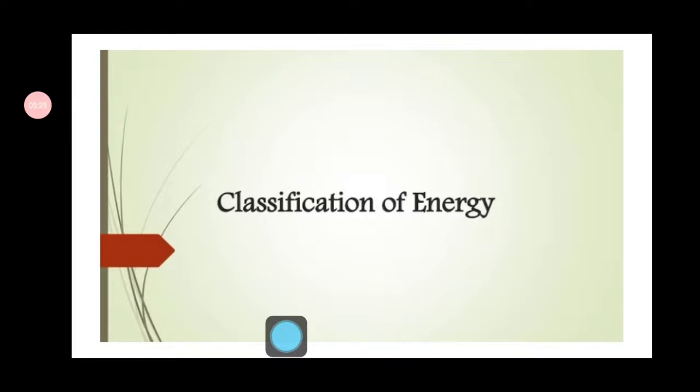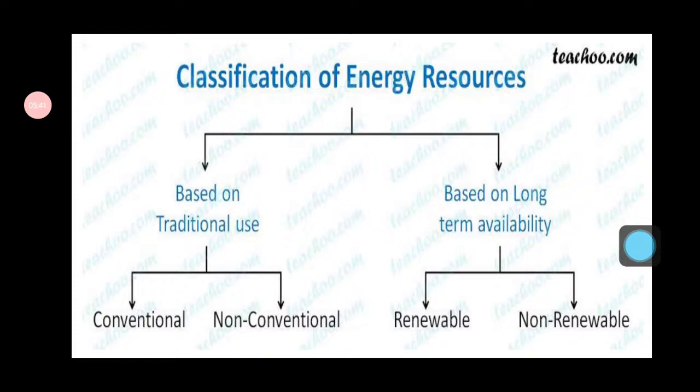So here we are going to look into the concept called classification of energy. When we talk about the classification of energy, the energy resources get classified into two major parts. One is based on traditional use and another one is based on long-term availability. So from this we may be able to understand the first condition, based on traditional use.